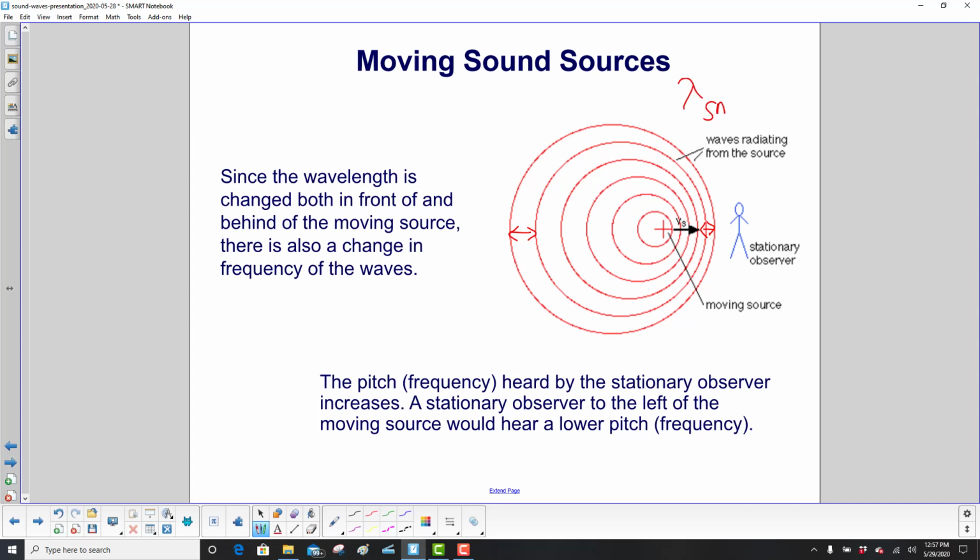And what does that mean for the frequency? It means the frequency is higher. So the pitch frequency heard by the stationary observer increases. A stationary observer to the left sees these longer wavelength waves, which means it has what? A smaller frequency, a lower pitch.